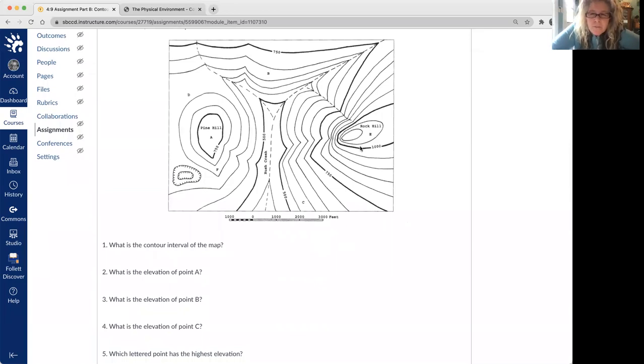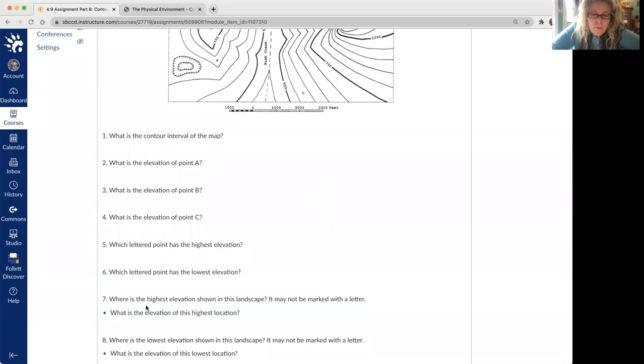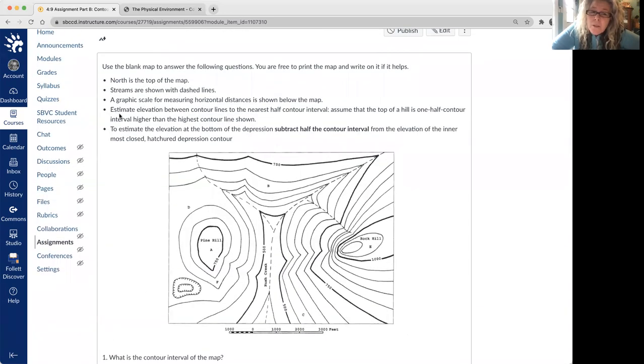This is 1,000. We have 2 more lines here. I'm going to let you guys figure that out. The name is already here. So where's the highest elevation shown in this landscape? It may not be a letter, so let's use a name. What is the elevation of the highest location? So you need to figure out the elevation. Make sure to read the directions up here. Estimate the elevation, okay?